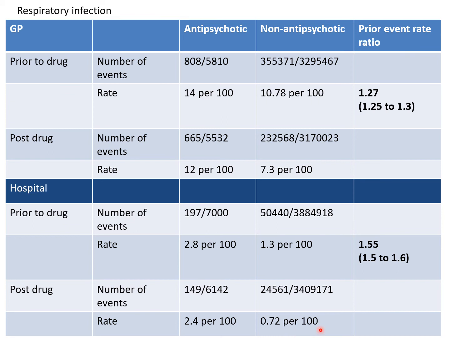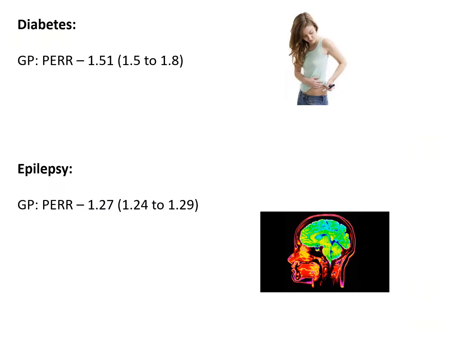So if we divide the rate after antipsychotic, which is 3 times what you'd expect, by the rate before, which was 2 times what you'd expect, you can see that they're about 50% more likely to be hospitalized for a respiratory infection. Antipsychotics are known to affect swallowing and to reduce swallowing. So this may then make it unsurprising that it's associated with respiratory infection.